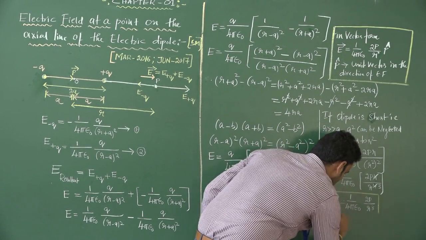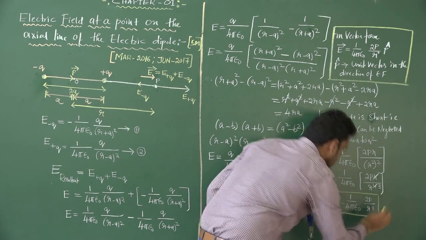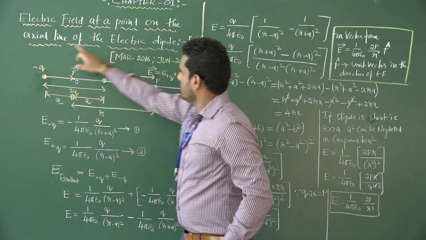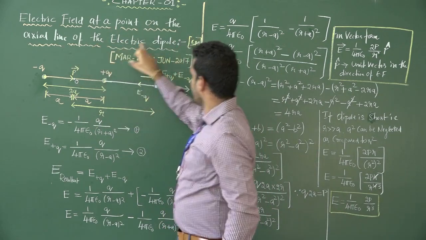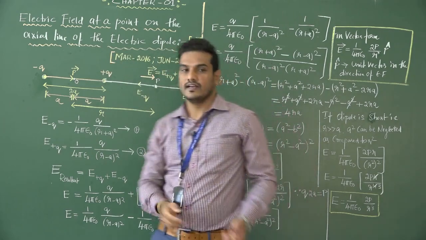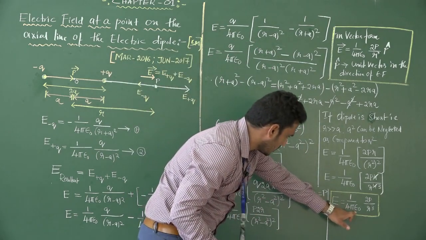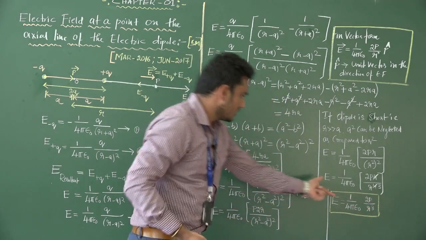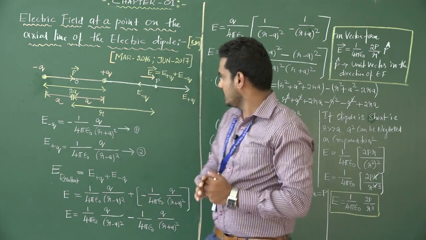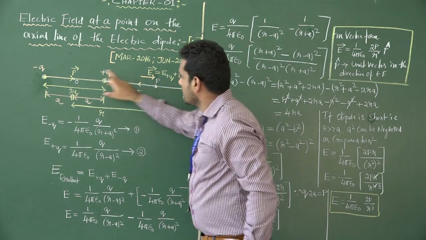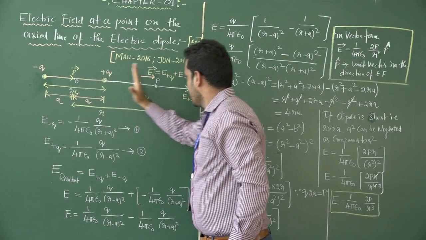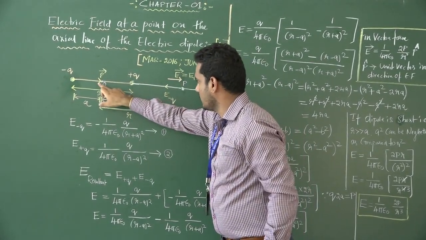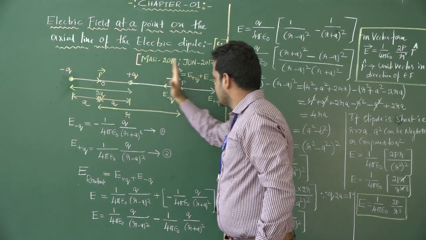So this is the final equation which gives the magnitude of electric field at a point on the axial line of an electric dipole. So in this point we are getting E is equal to 1 over 4 pi epsilon naught, 2p divided by r cube. This is in terms of magnitude. So this equation clearly says that the electric field and the electric dipole moment are in the same direction. Look at the direction. This is the direction of electric field and this is the direction of electric dipole moment. Both are in the same direction.